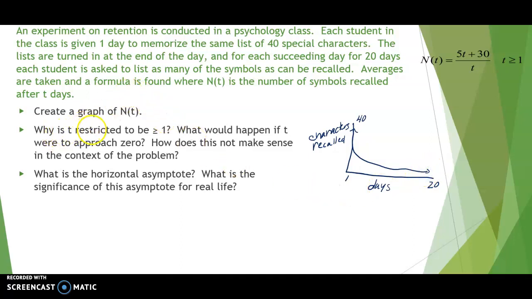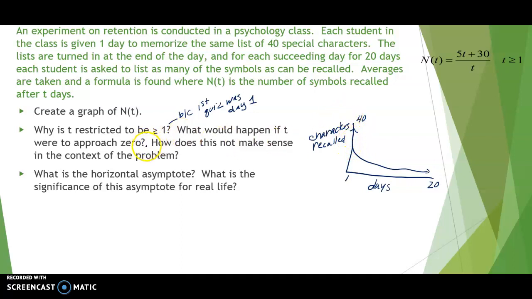They asked me then, why is t restricted to be greater than or equal to 1? And that's because they took the first quiz on day 1. And then it asks, what would happen if t would approach 0? So that means we're going the wrong way on the x-axis, so we're going back this way towards 0. We see it's getting bigger and bigger, and it would get bigger and bigger.